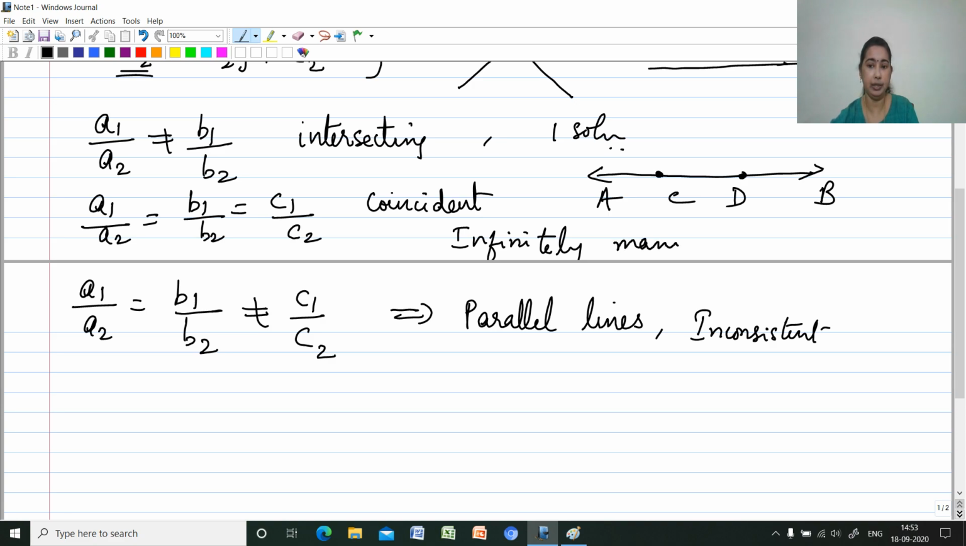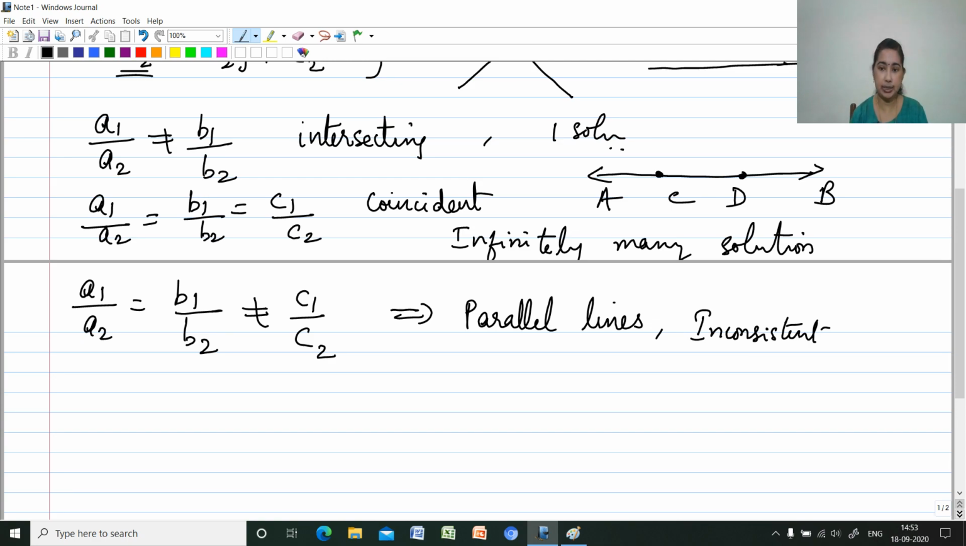Infinitely many solutions. So that is the way in which we will find out whether the two lines are intersecting lines, coincident lines or parallel lines. If they are intersecting lines, then the ratio of the coefficients of x, that is a1 by a2, will not be equal to b1 by b2, and there will be only one solution since they are intersecting at one point.